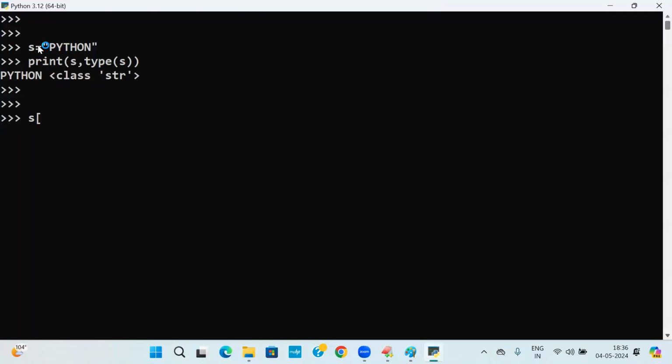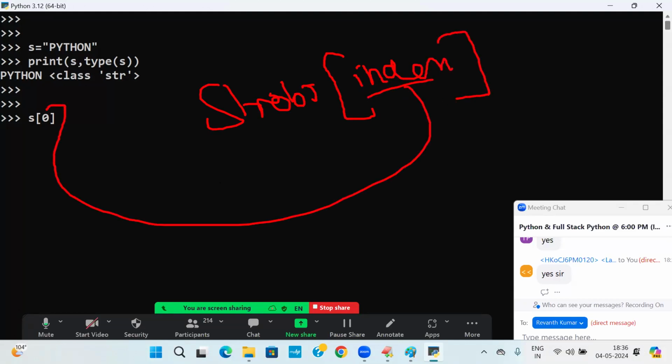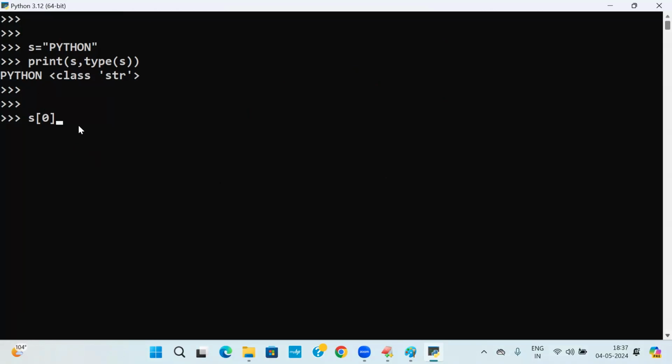S of my str obj, I'm passing 0. I said the syntax: str obj of, I said what? Index. Square bracket you need to follow. This will give you the corresponding indexed value. What is the index of 0? P will come. What is the value printed? P will print. So the value printed is P. Are you able to follow? This P is called the indexed value of 0.